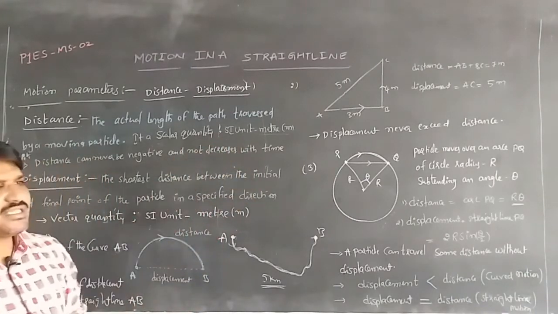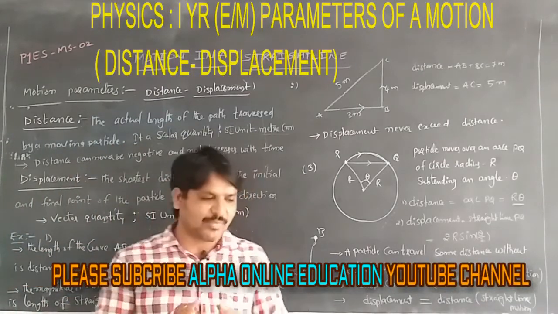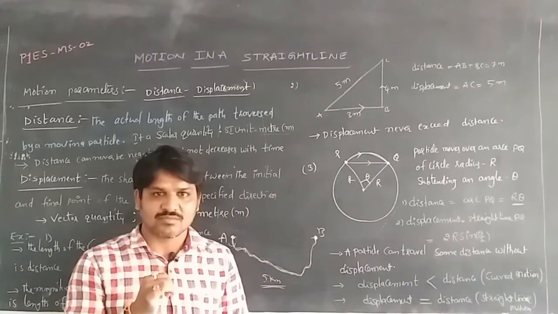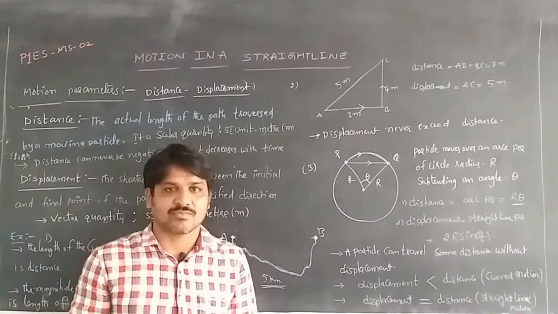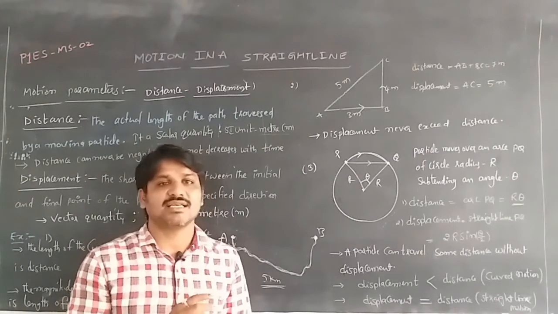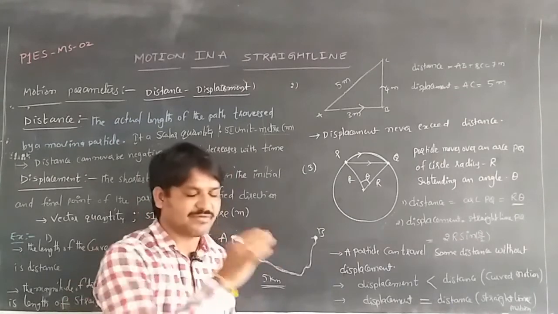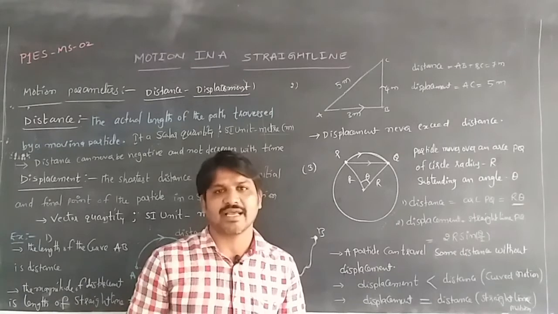Distance cannot be negative. If the particle is moving from one place to 2 meters, that cannot be minus, because it is always considered only positive. Distance is always positive, and it cannot be zero either. Whenever the body has traveled from some place, it cannot be zero, and it cannot be negative.